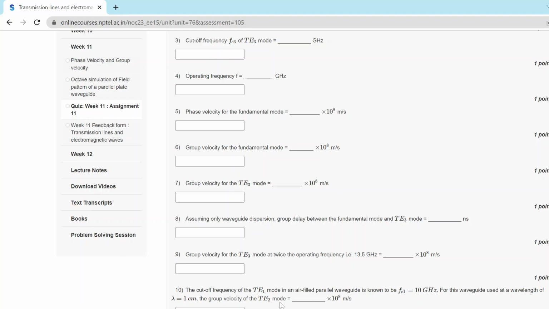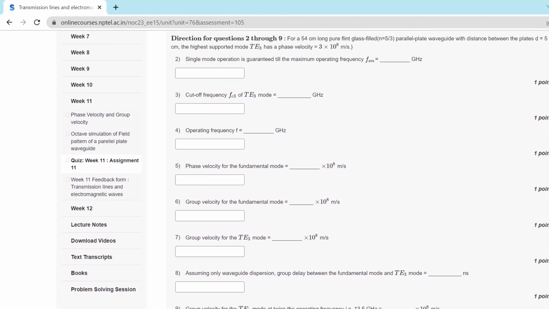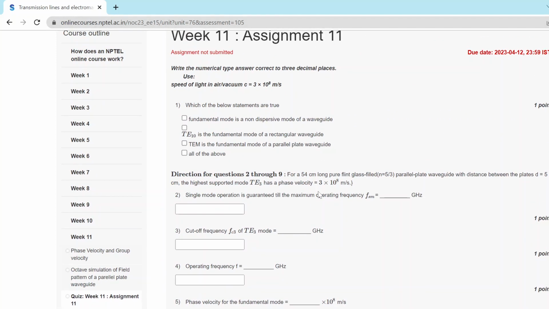Group velocity of TE2 mode, you have to use Vg's expression. In Vg's expression, you have to substitute Fc and F. So what to substitute for that Fc and F? So Fc should be based on the mode number here and F should be based on this particular wavelength. This is the operating wavelength. So from operating wavelength, we can definitely calculate the operating frequency. Okay. So these are some of the hints to use to solve this assignment 11.